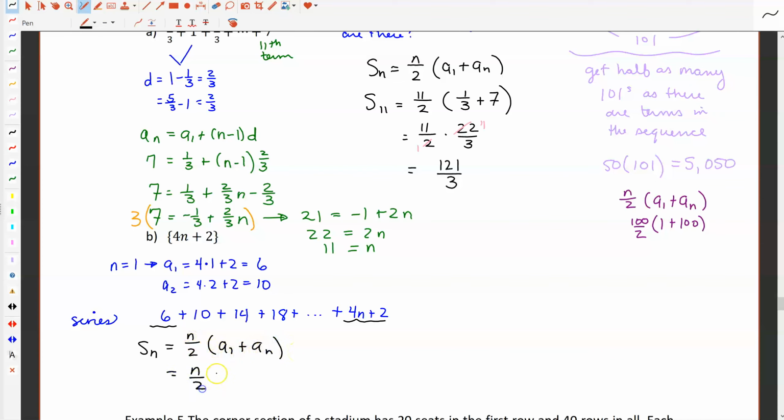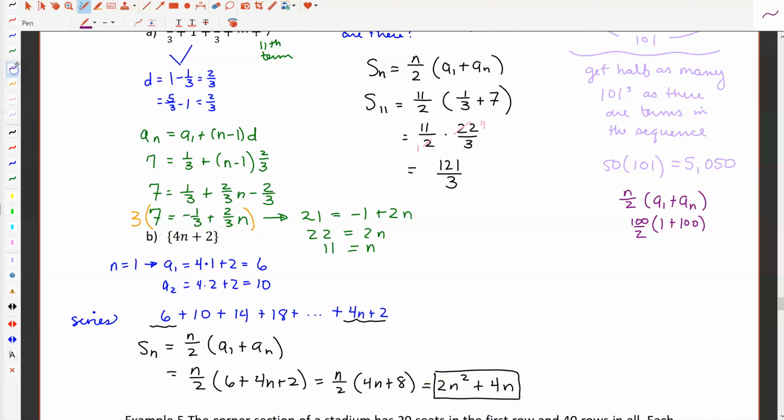So that would be n divided by 2 times, let's see, this is going to be 6 plus 4n plus 2. Cleaning up the inside, we would get 4n plus 8. Okay, and then just distributing this through, we would get 2n squared plus, on the second distribution, 4n. Right, so this would then be my expression for the sum of the first n terms.